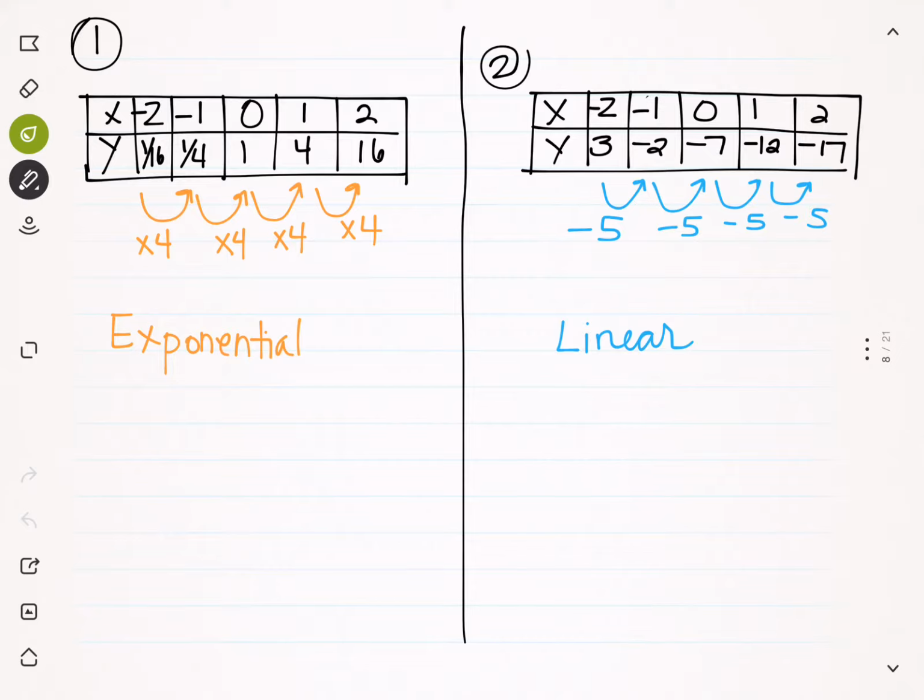For 2, we are decreasing by 5 each time. So you take 5 away from the y value, it gives you your next y value. So number 2, since we're decreasing at a constant rate, we're subtracting the same amount each time, we would say it's a linear function. Okay?